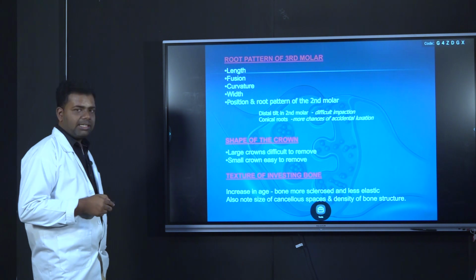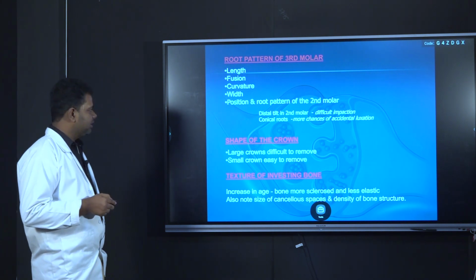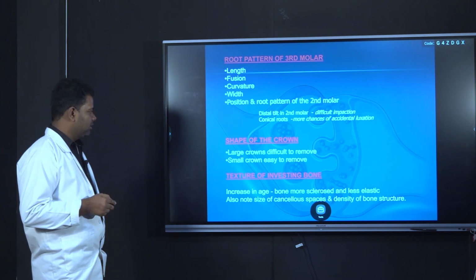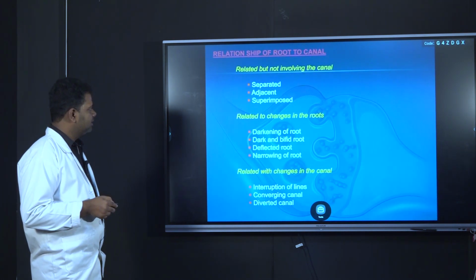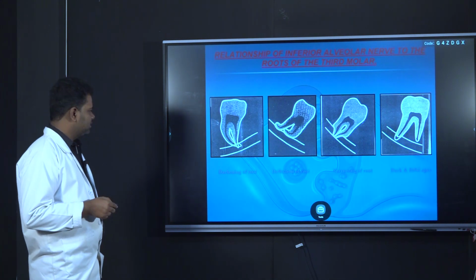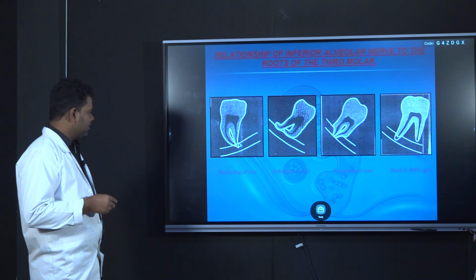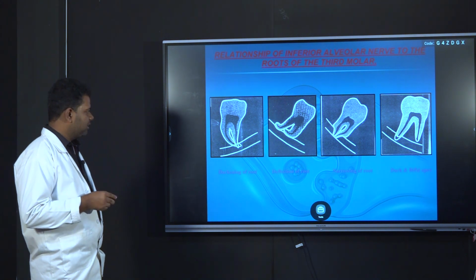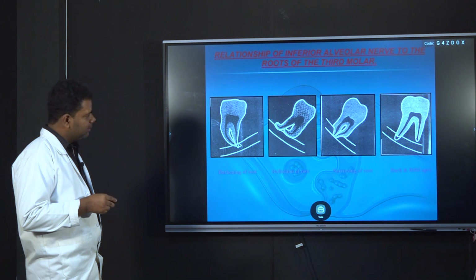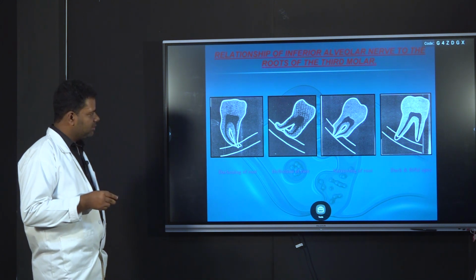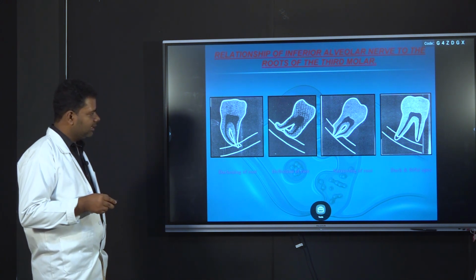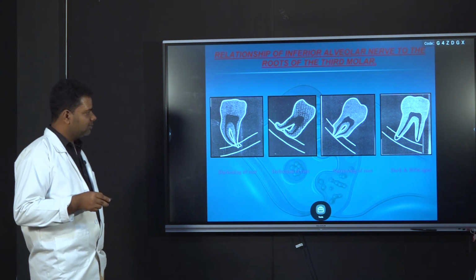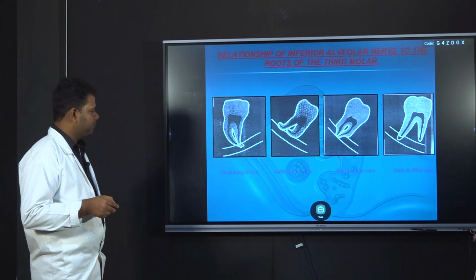Here the length, fusion, curvature, width and position of the second molar can result in assessment of the impaction of the third molars. And relationship to the canal: here you can notice that there is darkening of the root. Here the roots are darkened, and deflection of the root, the roots are deflected, and narrowing of the root, the roots are narrowed because of the presence of the inferior alveolar canal, and bifid apex. Here only 2 apices can be seen because of the darkening of the roots.